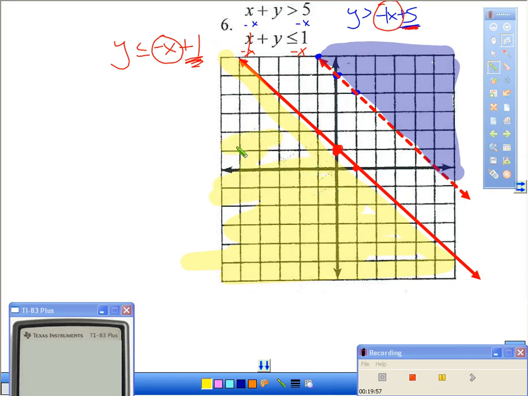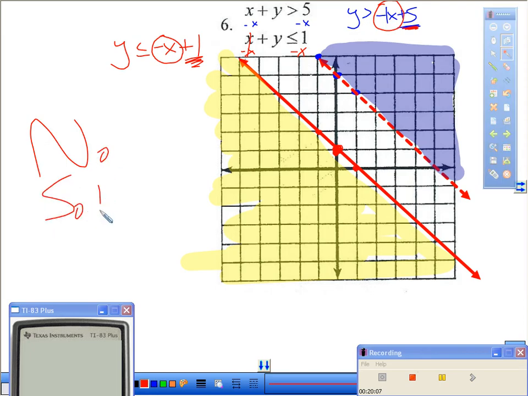Once we've shaded those two regions, we're going to see that these two shaded regions don't overlap at all. If those two shaded regions don't overlap at all, then we would say that there is no solution. Again, the reason that there is no solution is because there is not a single point in existence that would satisfy both inequalities. There's a purple shaded region up here and then a yellow shaded region down here. They never cross, they never intersect, which means that they have no points in common.